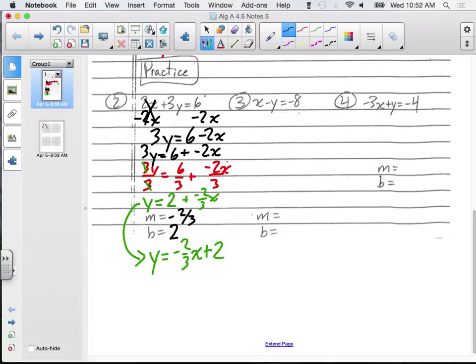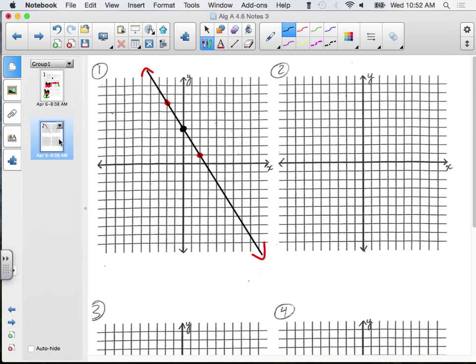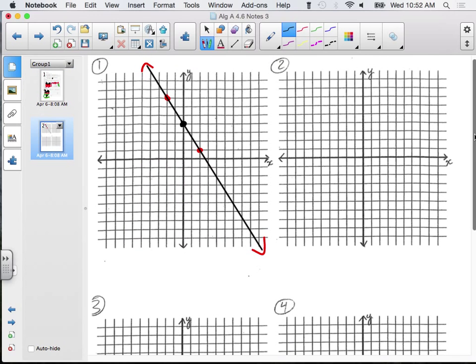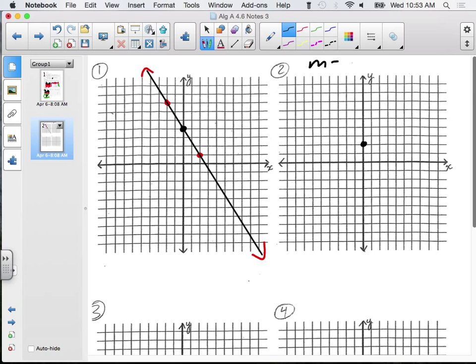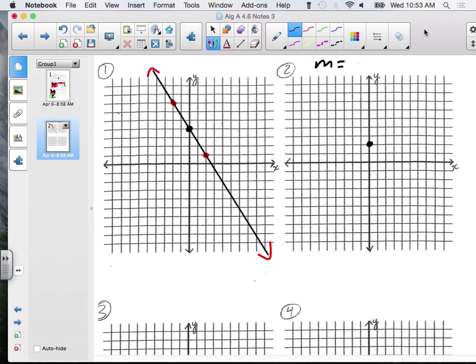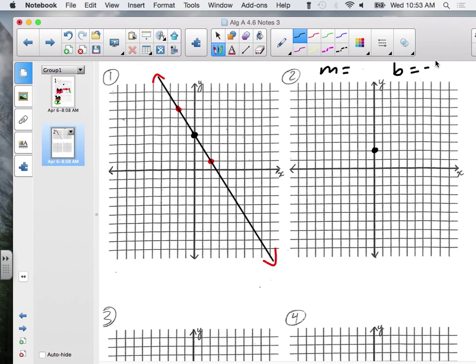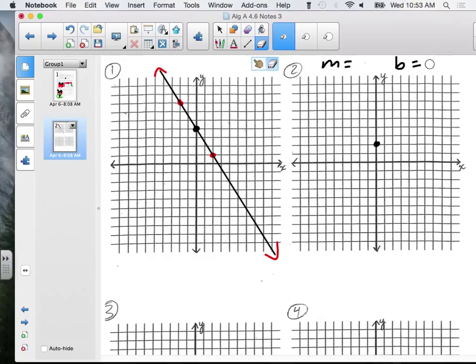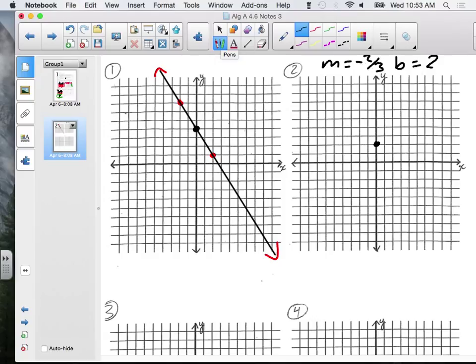So, that page. There we go. So for number 2, what do we say our y-intercept was? Positive 2. Let's write it above the graph so we can have some connections. m equals, b equals 2, and what was our slope? Negative 2/3, right?